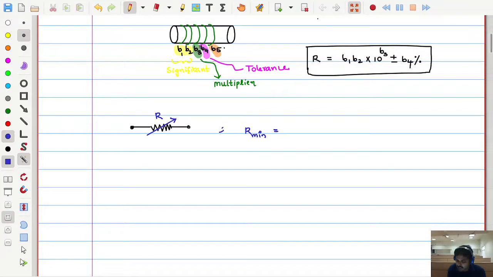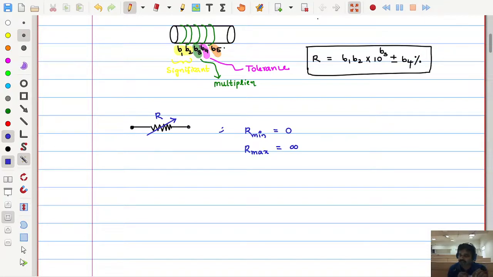That can be very small. Ideally it is equal to 0. The minimum resistance which we can obtain from a variable resistor is 0. Similarly, the maximum resistance which a resistor can offer is R max. How much can it offer? That can be very high. Ideally it may go to infinity.